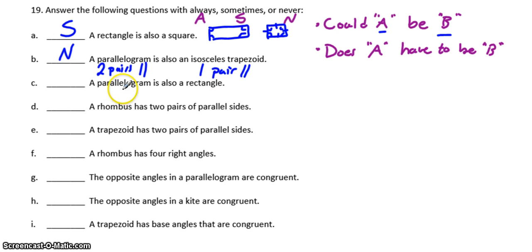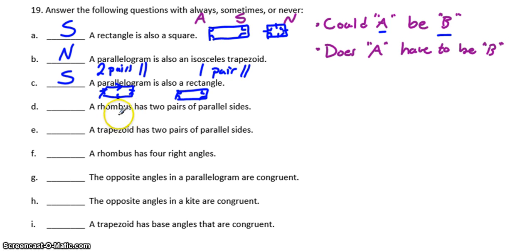C, a parallelogram is also a rectangle. So a parallelogram, it's got those 2 pairs of parallel sides. Does a rectangle also have 2 pairs of parallel sides? Well, yeah, it does. So a parallelogram could be a rectangle, but does it have to be? No, it doesn't have to be a rectangle because a rectangle also has these 4 90-degree angles, and the parallelogram doesn't. So a parallelogram could be a rectangle if you added those 4 90-degree angles, but doesn't have to be.